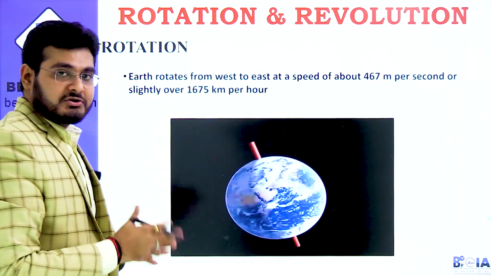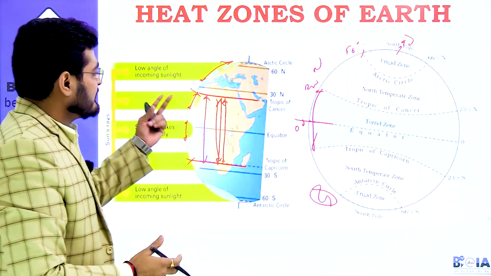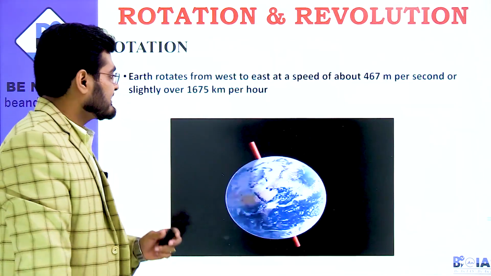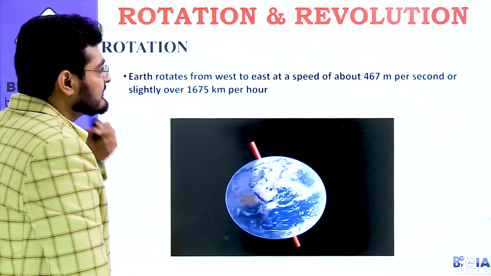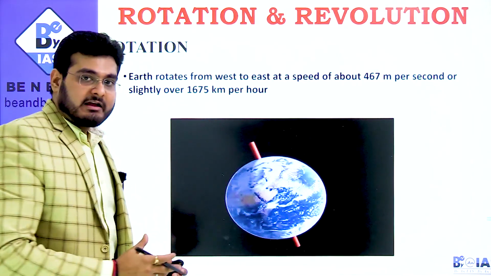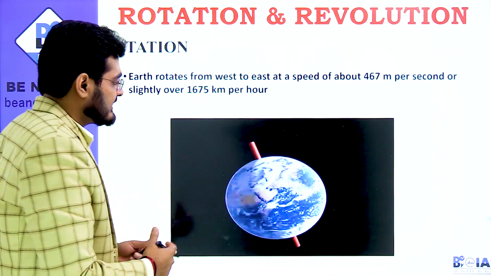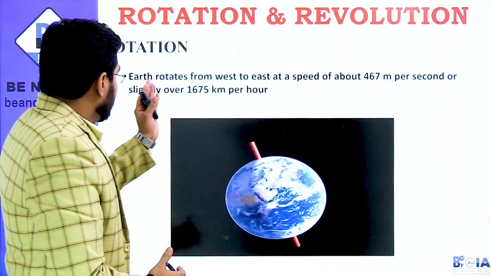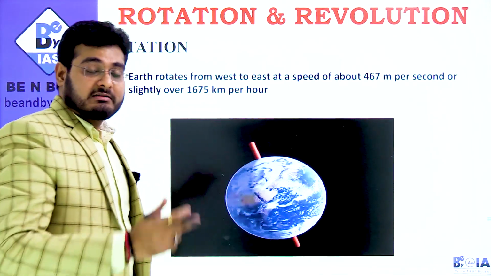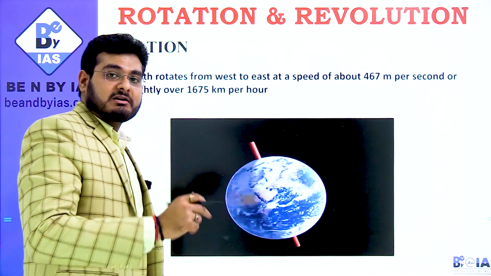Now rotation and revolution of earth आता है. Rotation and revolution मैंने आपको थोड़ा बहुत I have explained you, but still rotation of earth causes day and night. How it causes day and night, that we'll see. Earth rotates from west to east. The sun rises from east to west, but the earth rotates from west to east.